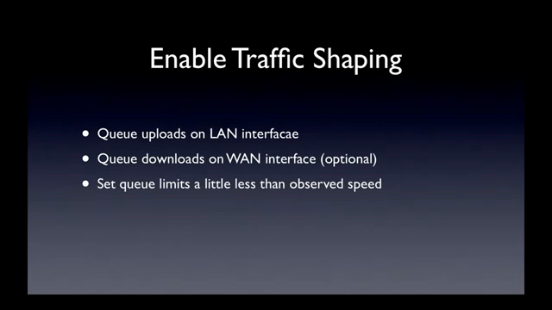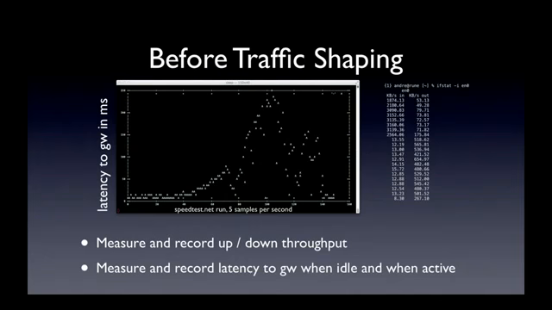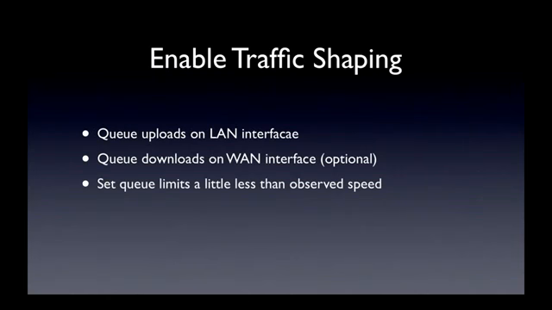The reason that you have to measure first is because you need to set the queue limits to be a little bit less than the actual observed traffic rates that you achieve. This is to make sure that the queuing occurs in the pfSense device and not on somebody else's equipment where we can't control it.